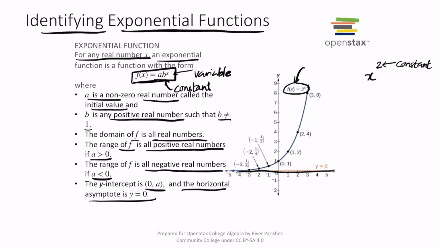Notice the curve here. Every exponential function will always pass through the point 0, 1, provided that it does not have any constant added to the function. So the general exponential function will always pass through the point 0, 1.